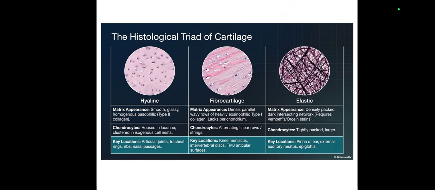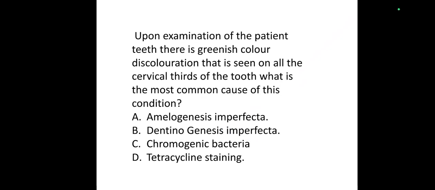Question 3 brings us to clinical dental pathology. It says, upon examination of a patient's teeth, there is a greenish color discoloration seen on all the cervical thirds of the teeth. What is the most common cause of this condition? Our options are A. Amelogenesis imperfecta, B.